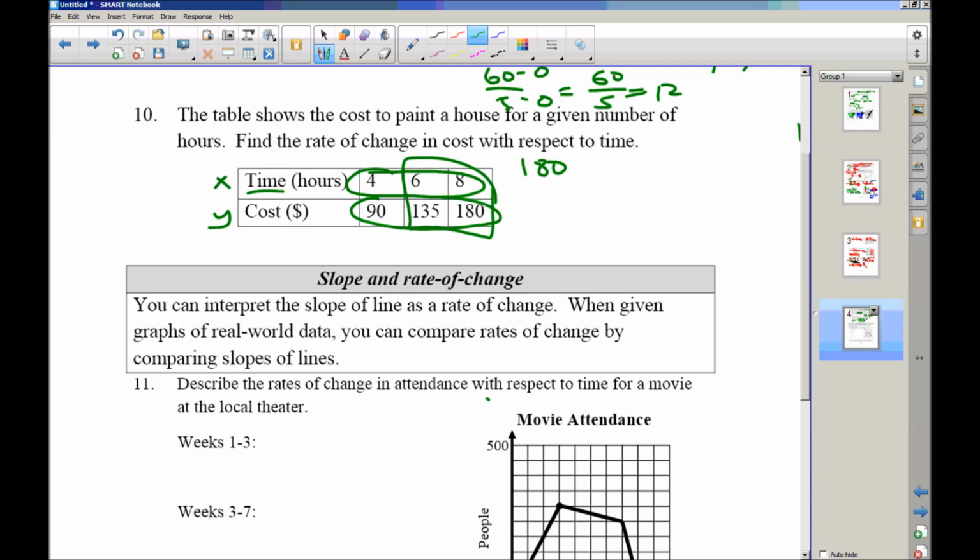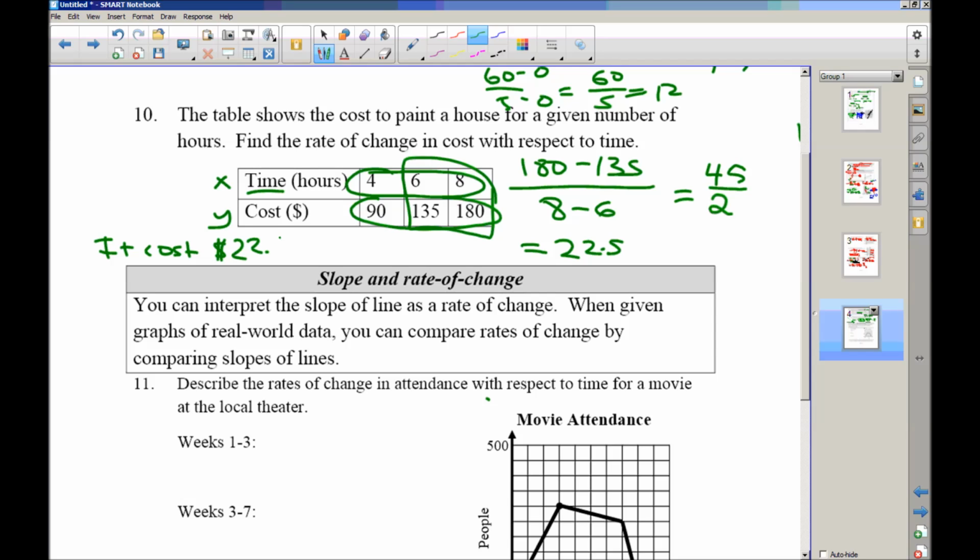So I could do the change in the outputs, 180 minus 135, over the change in the inputs, 8 minus 6. So 180 minus 135 is 45, and 8 minus 6 is 2. And if I divide that, I get 22.5. That's our rate of change. So what does that mean in real life? Well, it costs $22.50 per 1 hour.